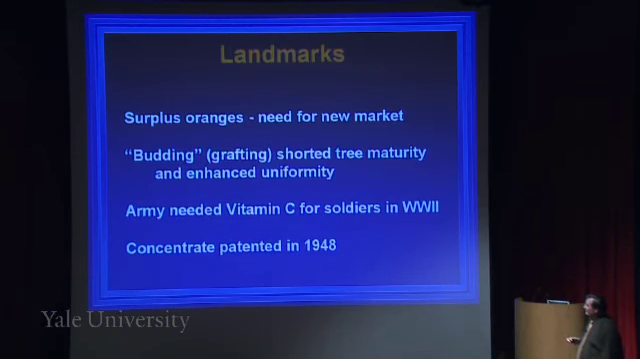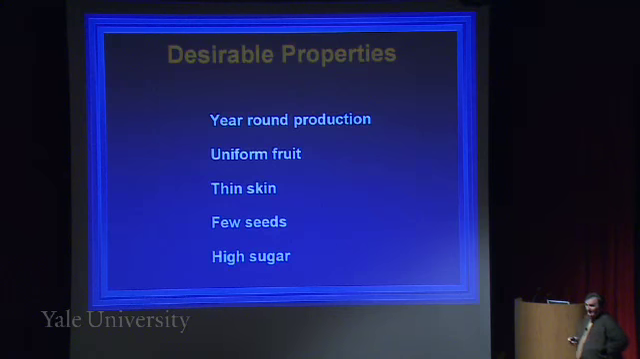But also there was the need in World War II for more vitamin C to get to the soldiers, and the concentrate process was patented in 1948. And so that means because most of the oranges are made for juice, not for eating, these are the physical properties that have become important. And you can breed oranges to have these properties, and this has shrunk the number of strains of Florida oranges.